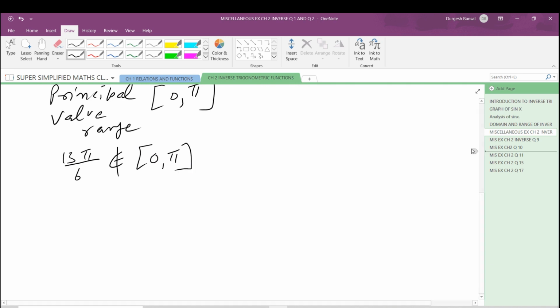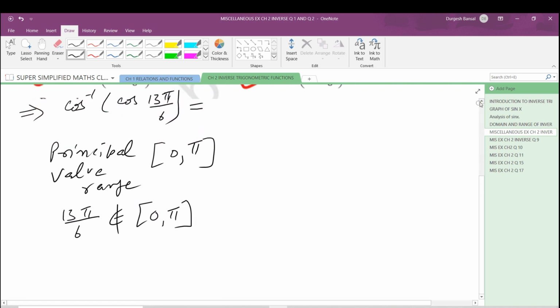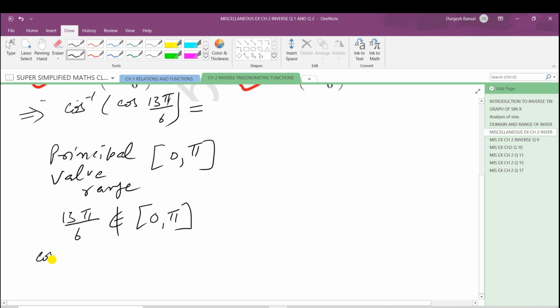So what you should do is write this cos inverse cos 13 pi by 6 as cos inverse cos of 2 pi plus pi by 6.